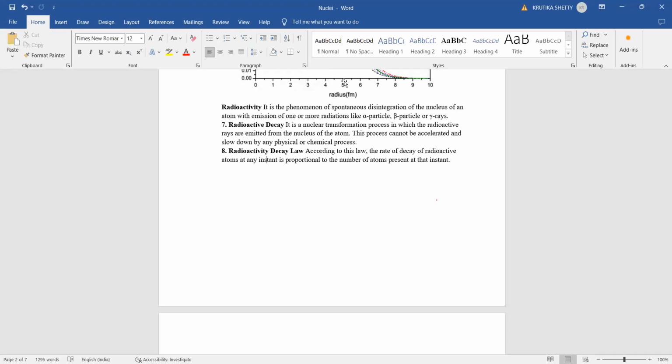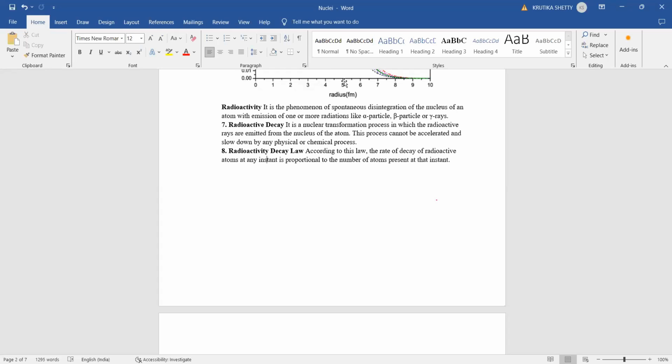The spontaneous disintegration of the nucleus of an atom with emission of one or more radiations like alpha particle, beta particle, and gamma rays is called radioactivity. Next is radioactive decay. So see what is meant by radioactive decay. It is a nuclear transformation process in which the radioactive rays are emitted from the nucleus of the atom.